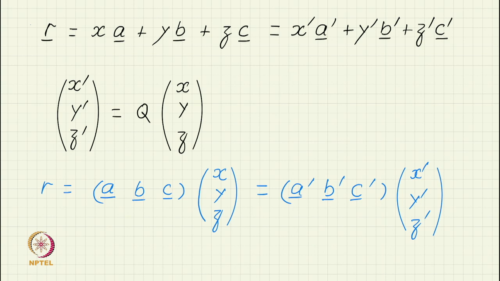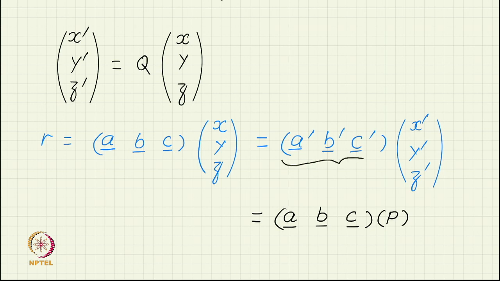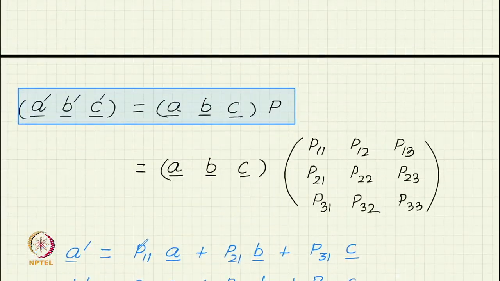So, we got this relation. Now, in this relation we use what we have already established for A prime, B prime, C prime. So, we saw that A prime, B prime, C prime was A, B, C times the matrix P. So, for this I have written the new basis vectors A prime, B prime, C prime in terms of the old basis vectors A, B, C, P using the relationship with which we started.